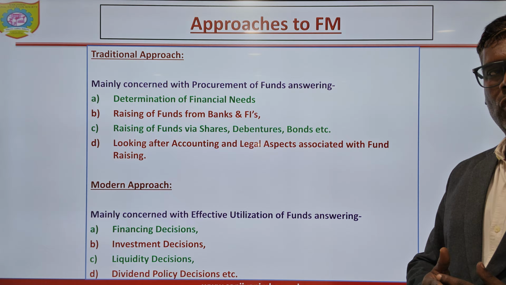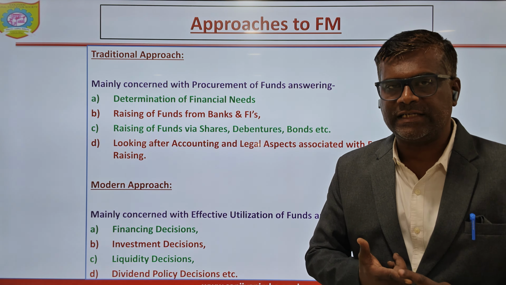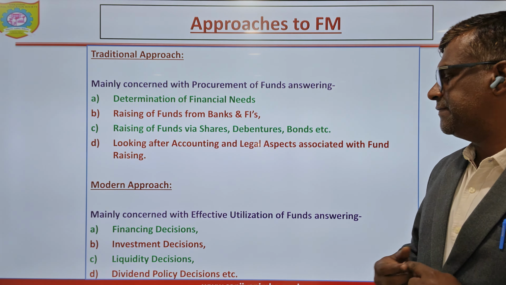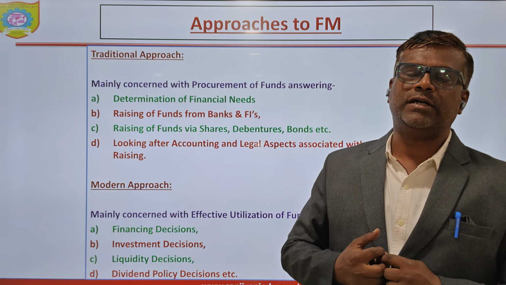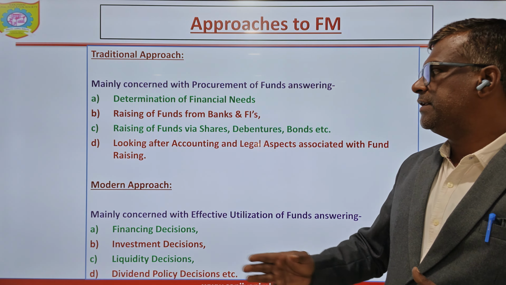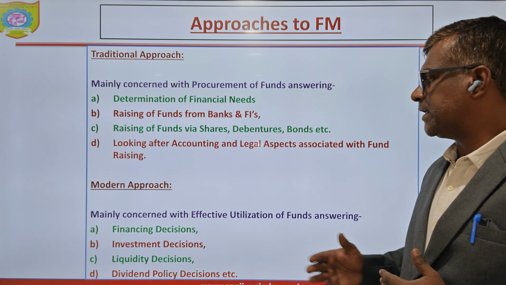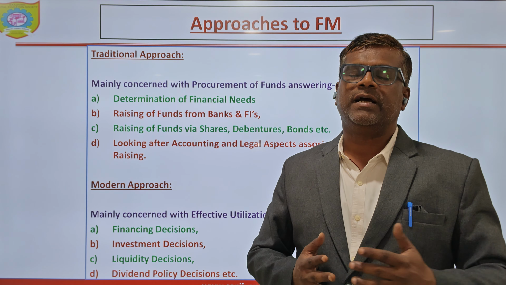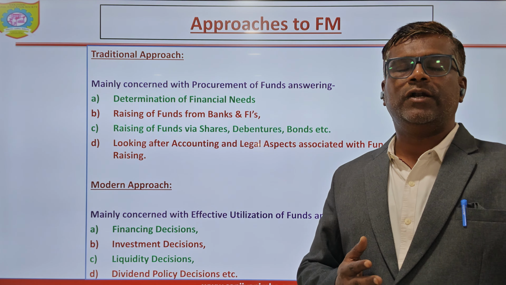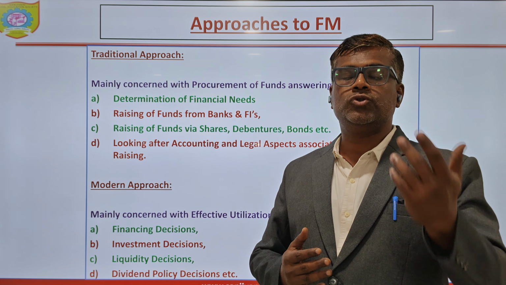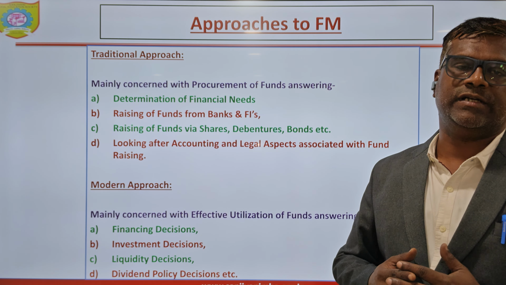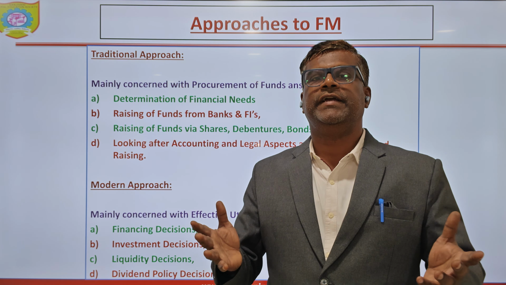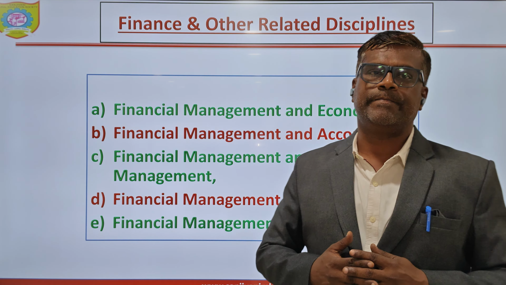So the modern approach talks about four things: financing activities, investment activities, liquidity activities, and then dividend policy decision making. So in short, it covers not only the financing but also takes care of investment, and also talks about the liquidity and solvency aspects, and at the same time, at the end of the show, when you get profit, what to do with it. So profit planning is also considered. I believe the modern approach of financial management is a wider way to look at financial management activities.